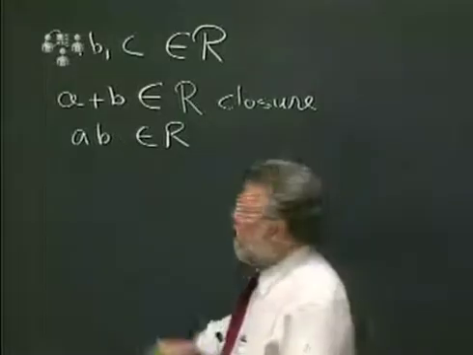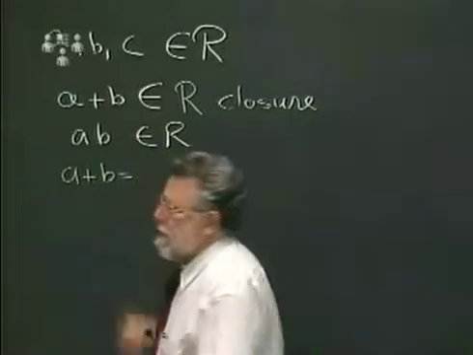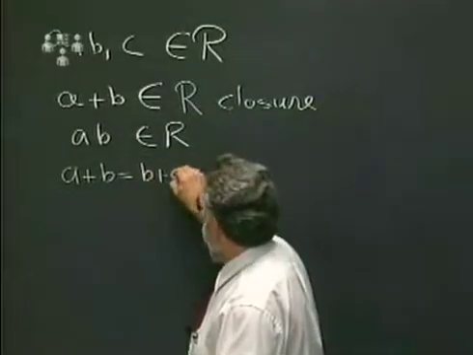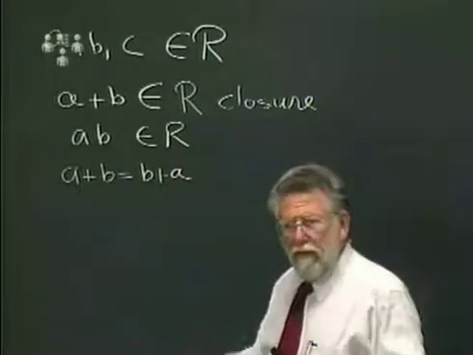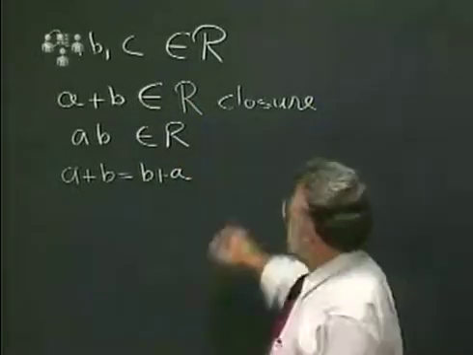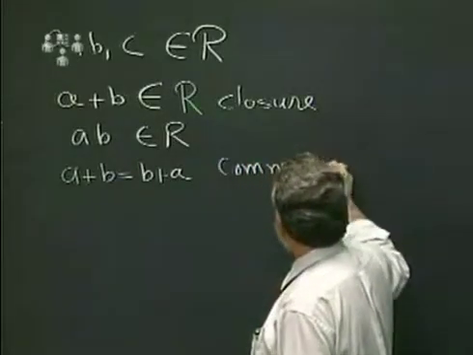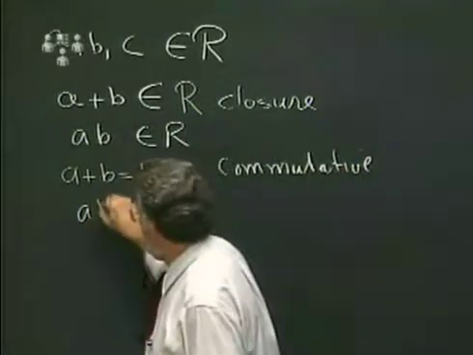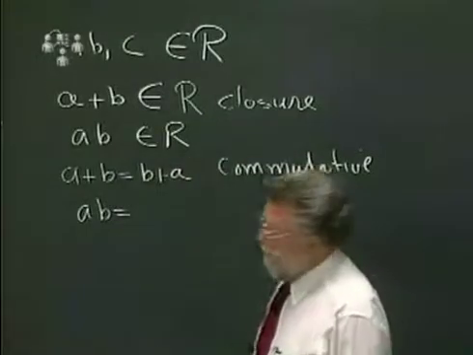What happens if I add A and B? Should be the same as what? B plus A. That one was what? What is it called? No, associative is regroup. It's the commutative. You reverse direction. Commute. Commutative. Okay. Multiplication. A times B is the same as? B times A.